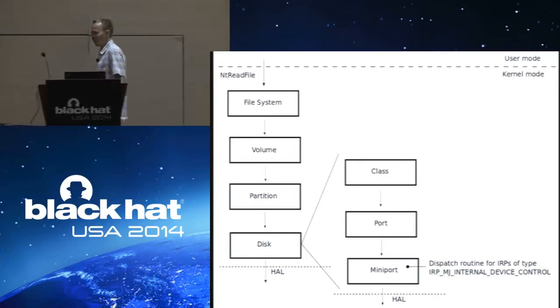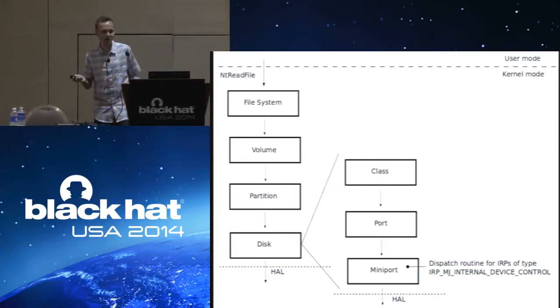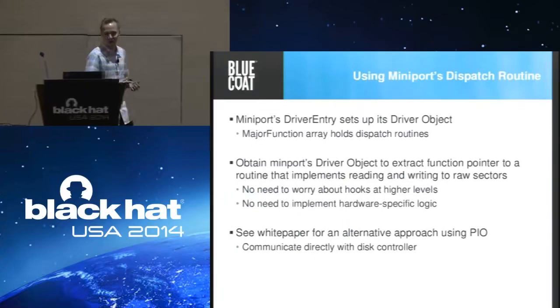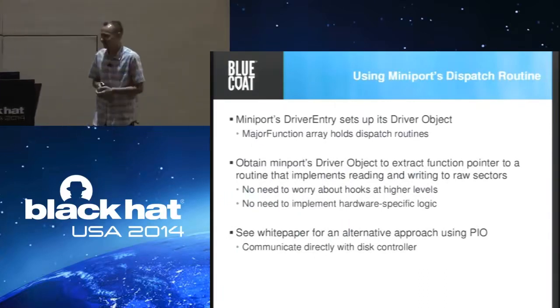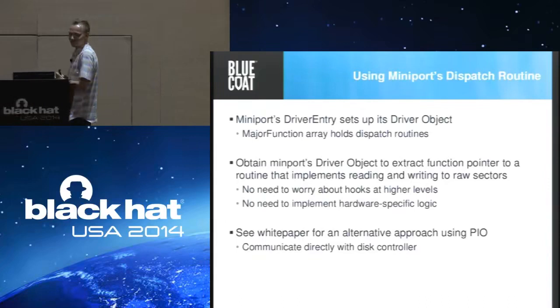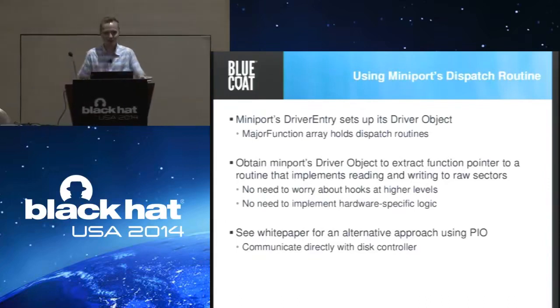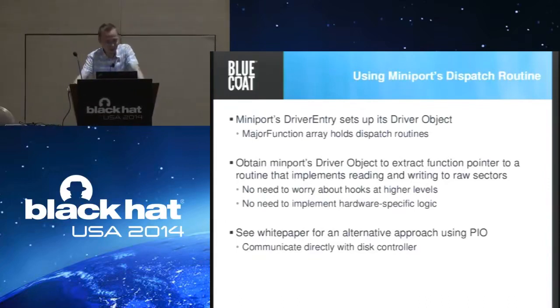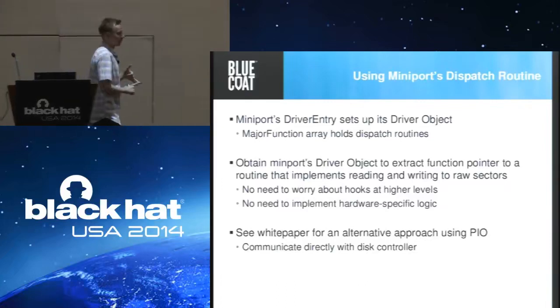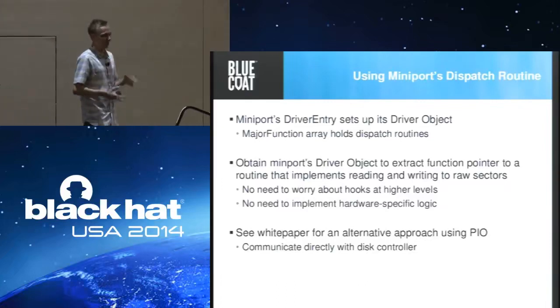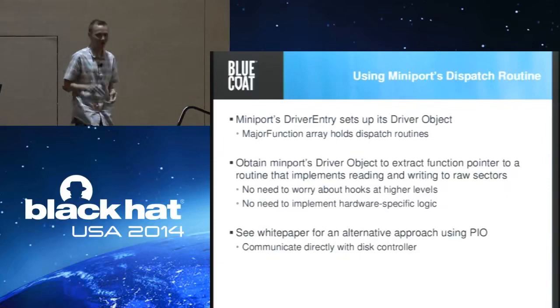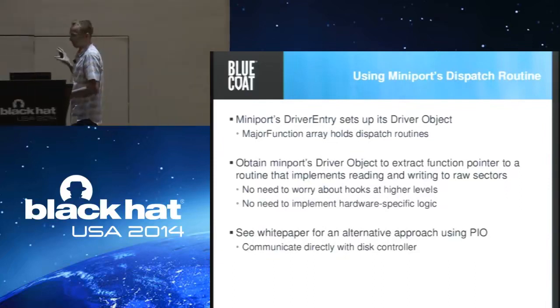So instead of coding up everything ourselves, why don't we just use this? This is a really nice, cool routine to use, right? The miniport driver will set up the driver object. This goes for any driver on Windows, really. It sets up its driver object when it's loaded, and the driver object contains a major function array, which is an array of function pointers to the various dispatch routines supported by that driver.